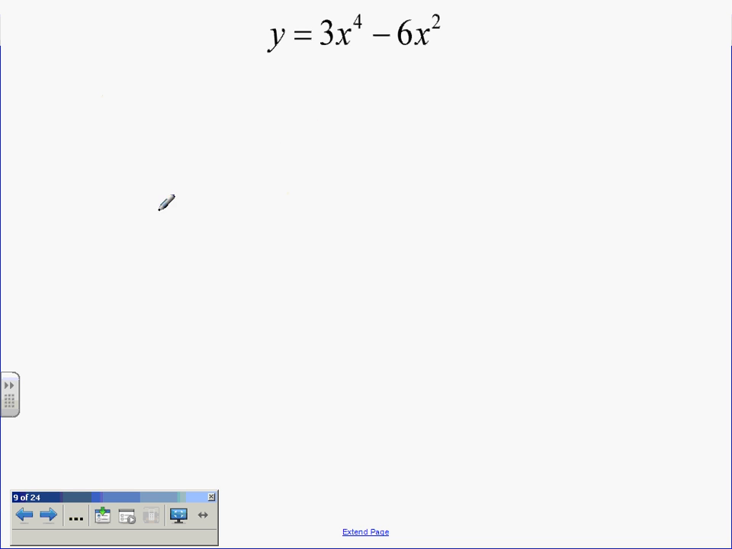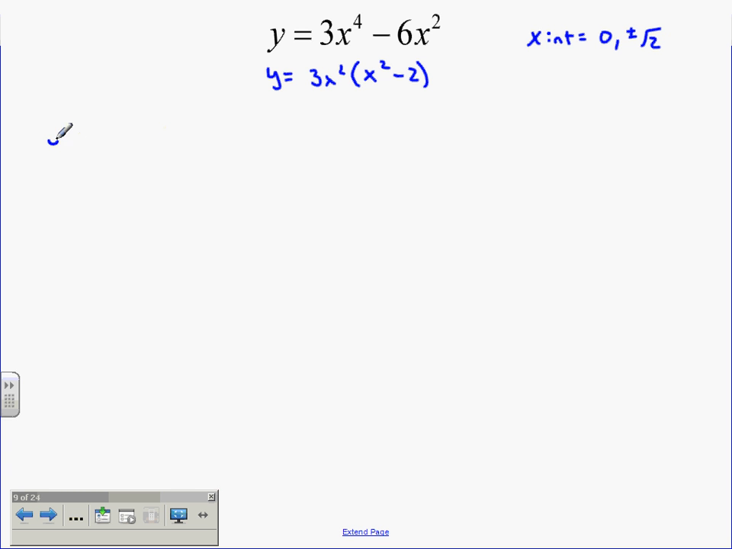So step one is to identify the x-intercepts. For this graph, the first thing I'm going to do is factor out a 3x squared, and that would leave me with an x squared minus 2. Based off of that, I know that my x-intercepts, if I set that equal to 0, would be 0 and plus or minus the square root of 2.